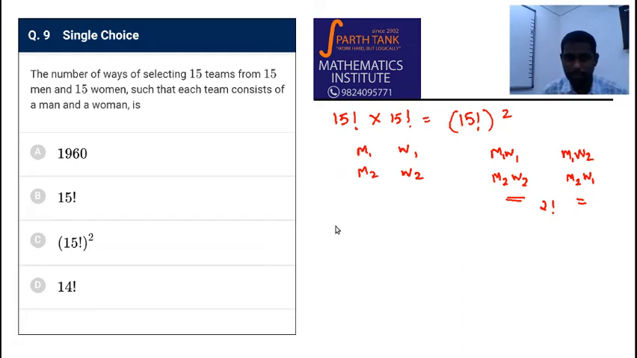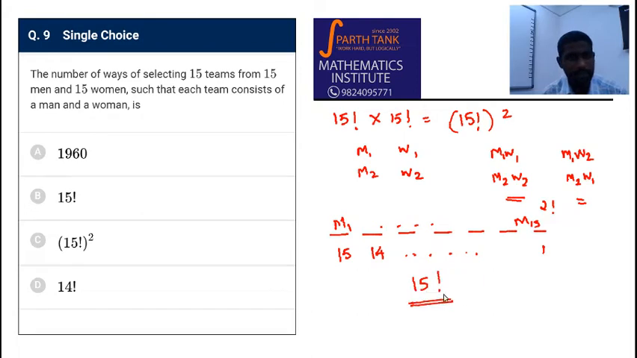Therefore, the idea I am trying to say is, you consider 15 men as 15 places, man 1 till man 15, and in these 15 places you try to put the 15 women. So there are 15 ways of filling this place, 14 ways of filling this place, and so on up to one way, and therefore it is 15 factorial. It is not 15 factorial square, but only 15 factorial. So the option is B, 15 factorial. Tricky question.